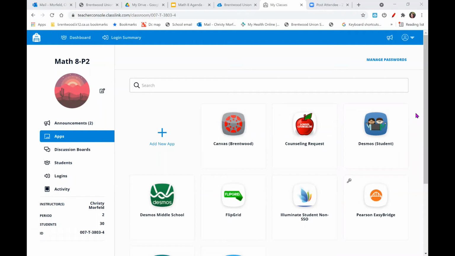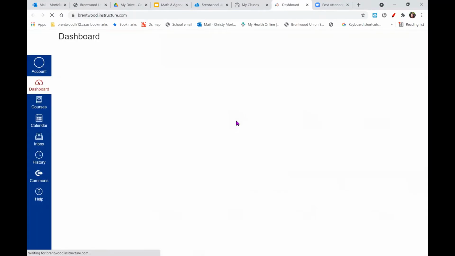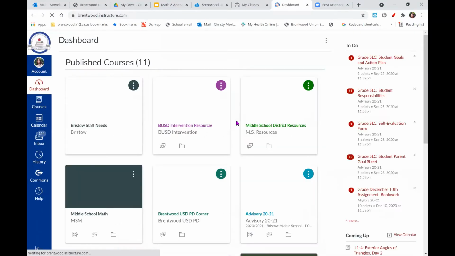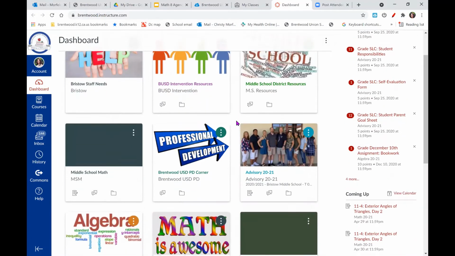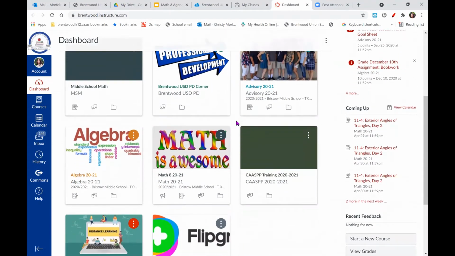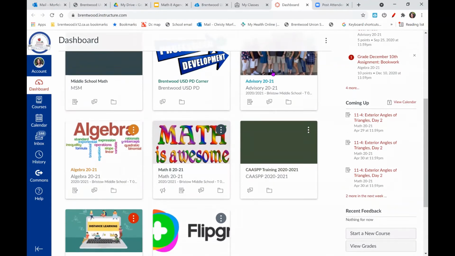What you want to do is either in your backpack or in ClassLink, you want to open Canvas. And when it loads, I know yours looks a little different. It should take you to the dashboard, but because I'm not a student, I don't have the same classes that you do. I've got advisory, I've got algebra, I've got math, but you guys that have your different classes, what you want to do is pick your math class.